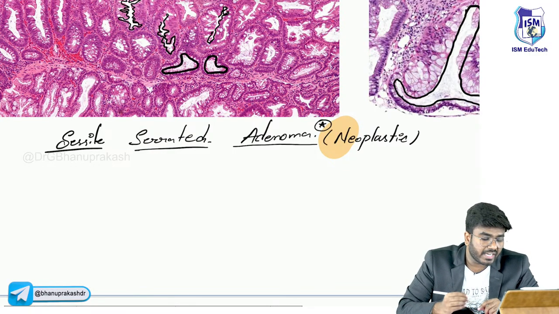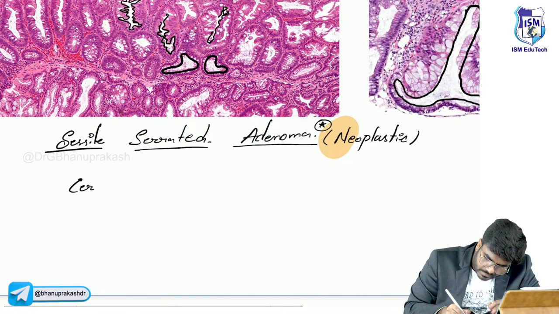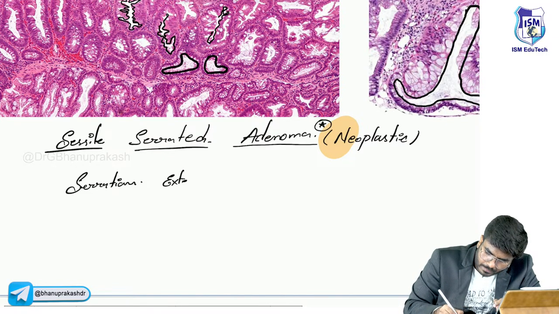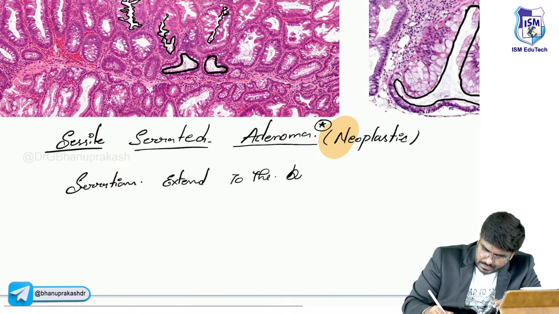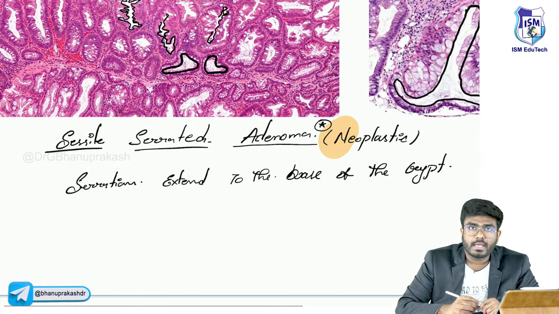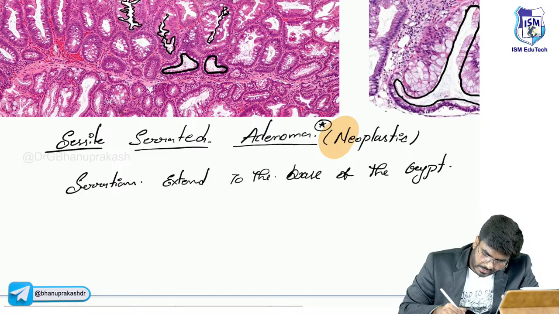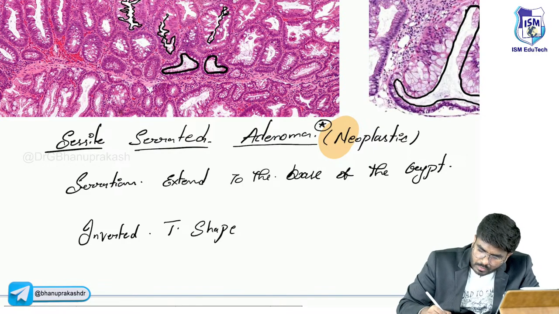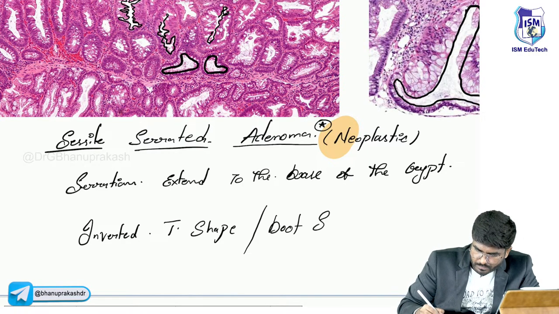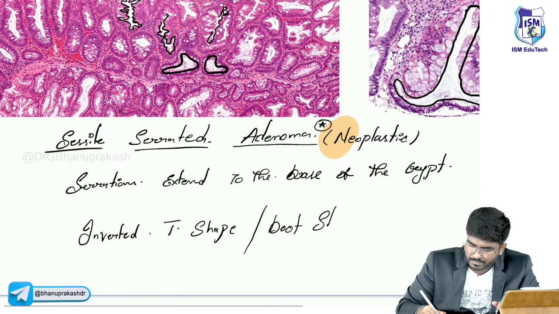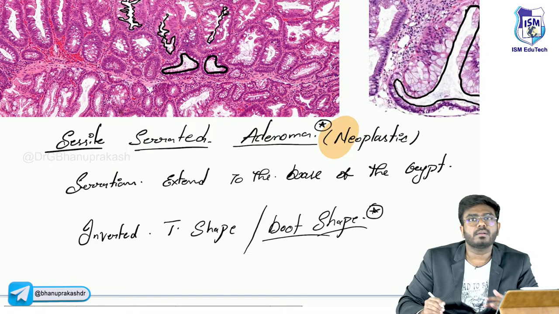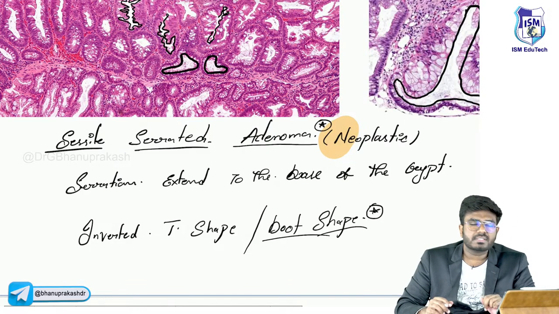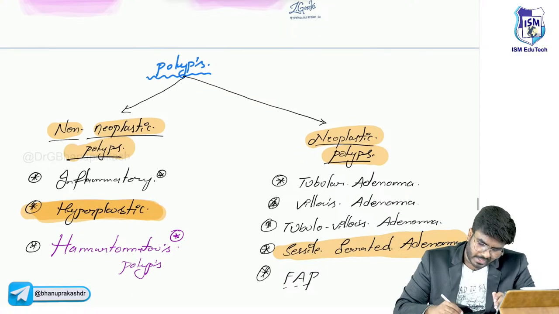Serrations extend to the base of the crypt. Now, these crypts are going to be dilated. They are going to be inverted T shape or boot shape. Crypts are going to be seen in the lower area. Okay, so done. Hyperplastic polyp is completed, sir.